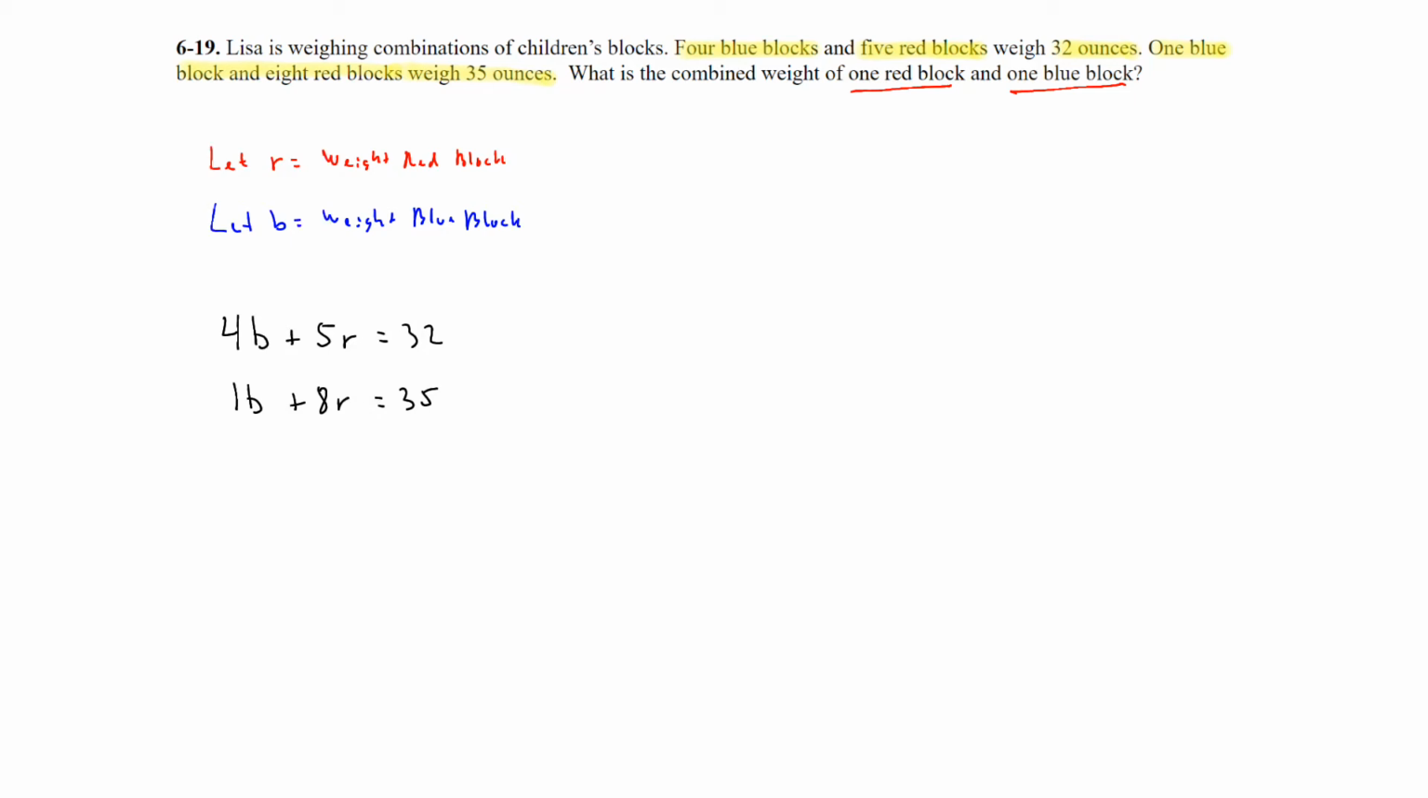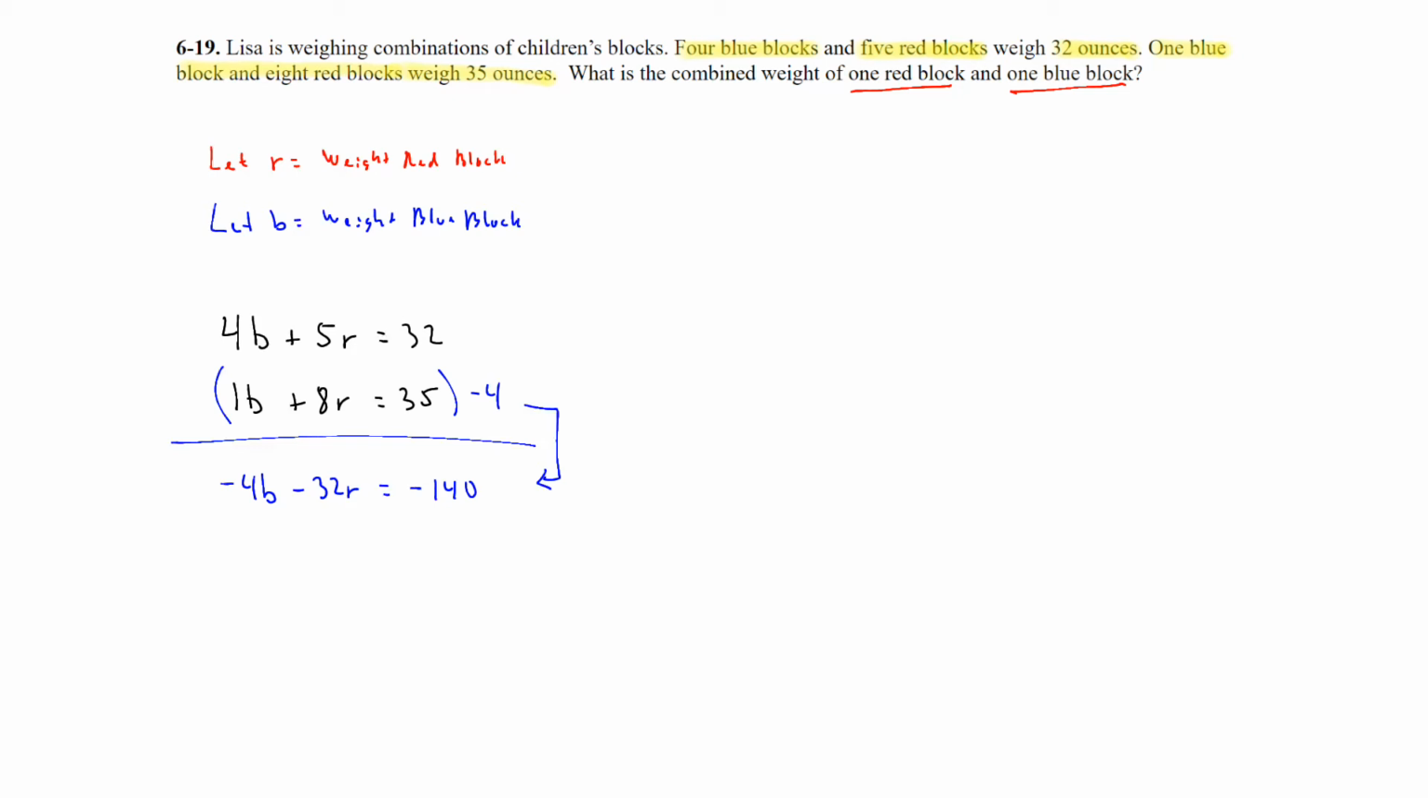Either elimination or substitution would be fine. I'm going to go ahead and use elimination. It's set up for that, where my b variable and my r variable are being added together with my constants on the right. So I'm going to multiply the second equation by negative 4 so I can eliminate my b variable. So I'm going to rewrite this one right here. So this would be negative 4b minus 32r is equal to negative 140 for my constant.